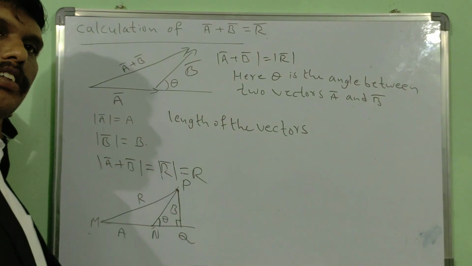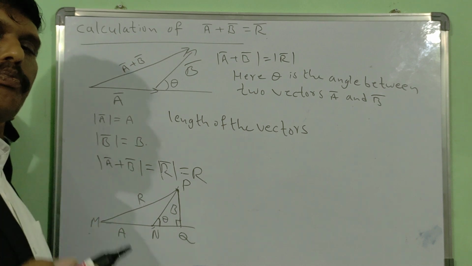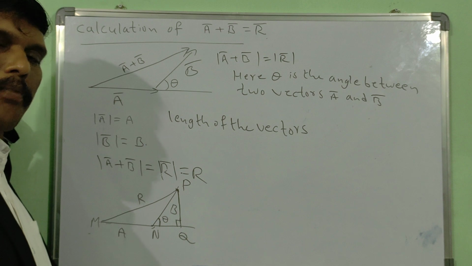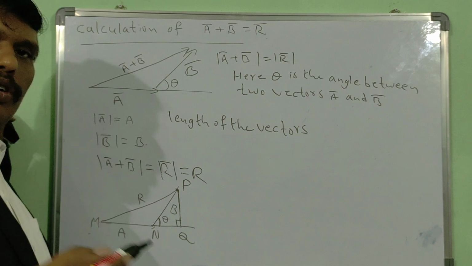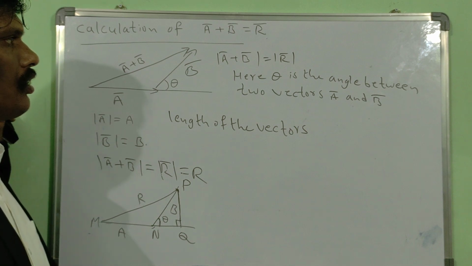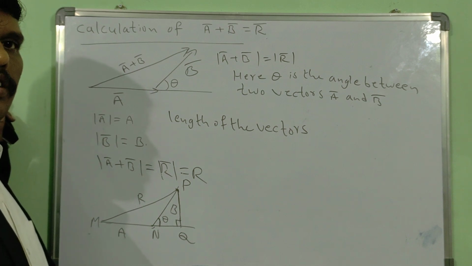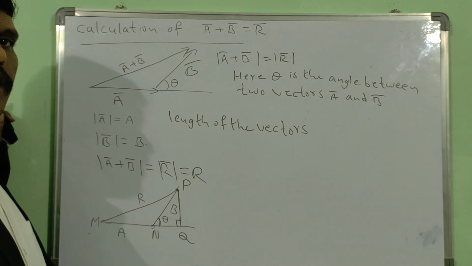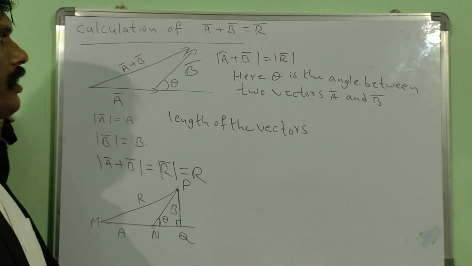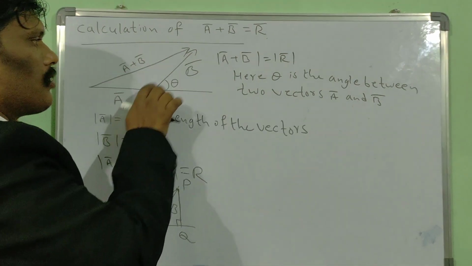In the previous video, I explained how to calculate the angle between two vectors. My dear students, if you don't know, just check that video once. You can understand clearly; I gave a detailed explanation in that video. Please check it once. But here I am going to give a quick revision: this theta is the angle between these two vectors.